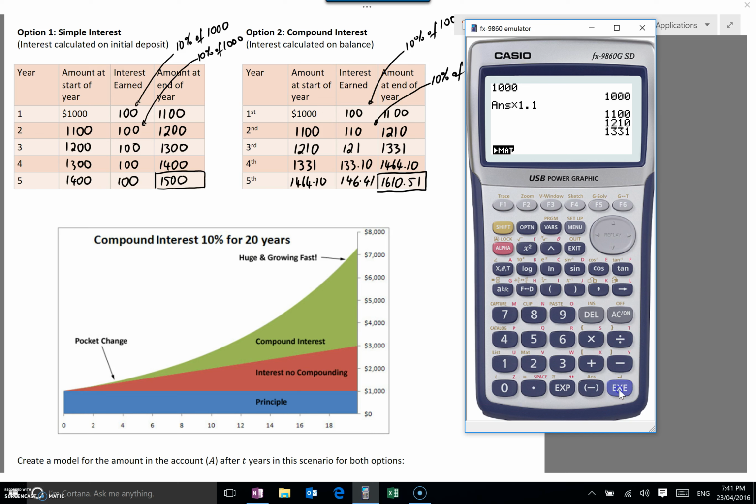I should get these other values all the way through. If I go all the way to 20 years, I should get the 7,000. It'll be in here somewhere. That's 7,400 would be the 20-year one that we see at the end of this graph.